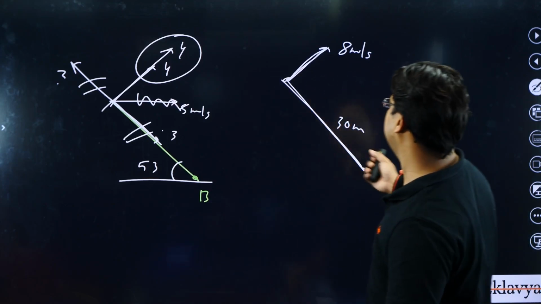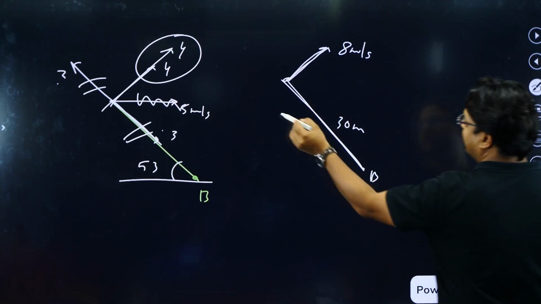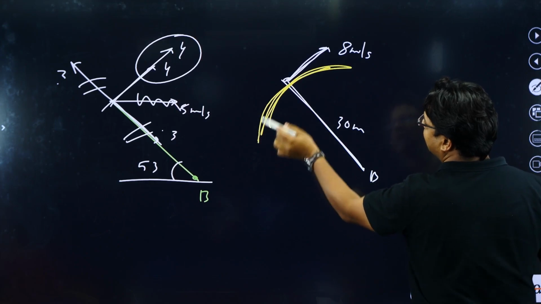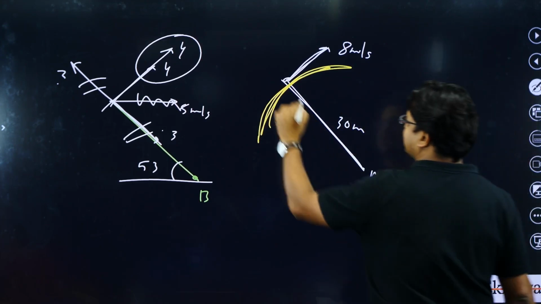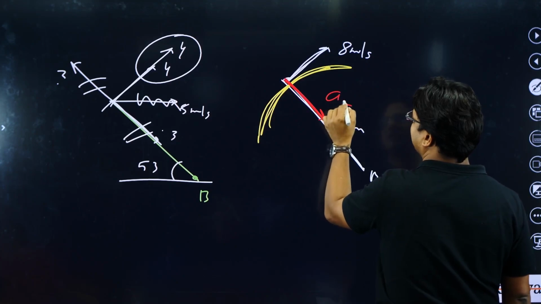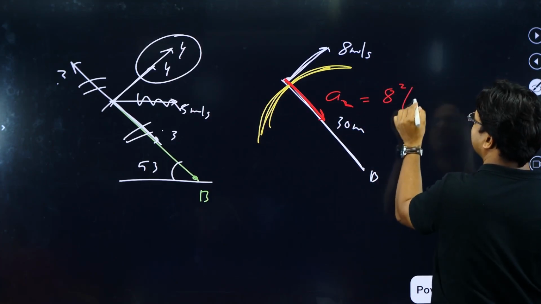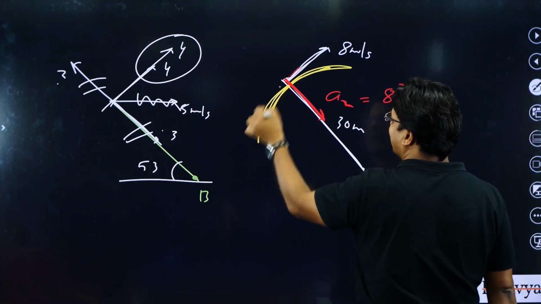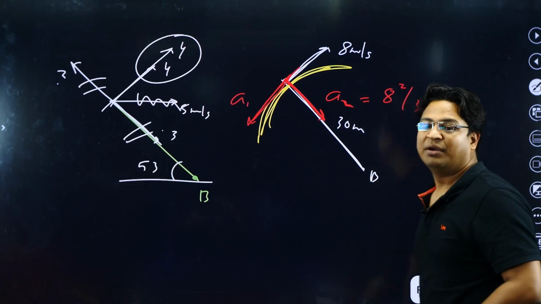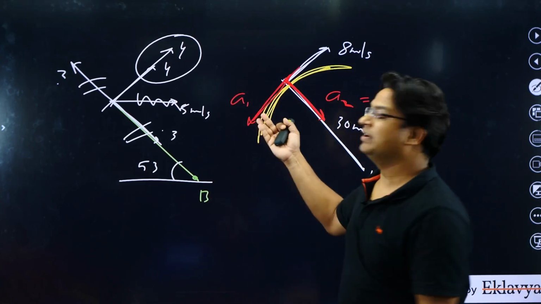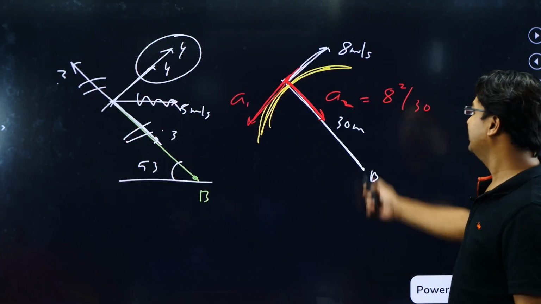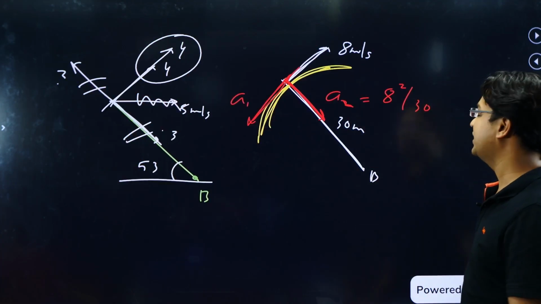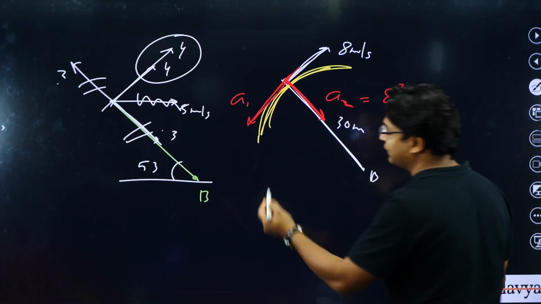So B will say that C is going in a circle of radius 30 meter. At this very moment, C will have an acceleration in this direction, let's say A2, which must be 8 square by 30. B will say I can't comment on the acceleration A1, but we have already found out A1 as 6 square by 40. B has found out the acceleration as 8 square by 30. Both of them are inertial frames.